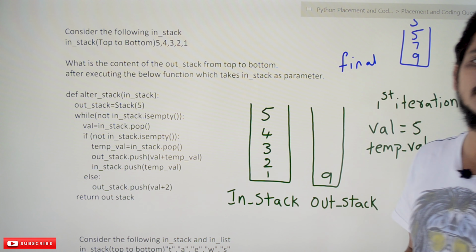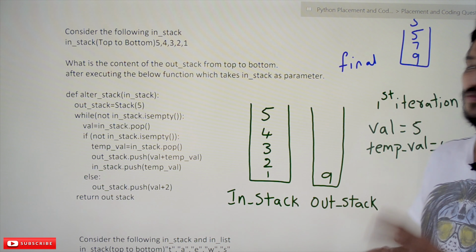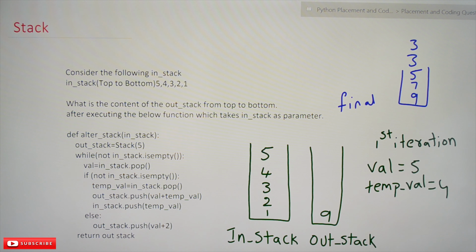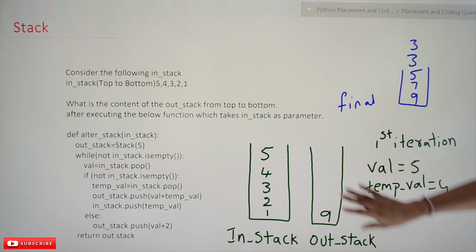Pop of val plus 2, 1 plus 2, gives 3. So what are the values that are present in this? 3, 3, 5, 7, 9. So this is our output. The final out stack consists of, from top to bottom, 3, 3, 5, 7, 9. So that is the output.